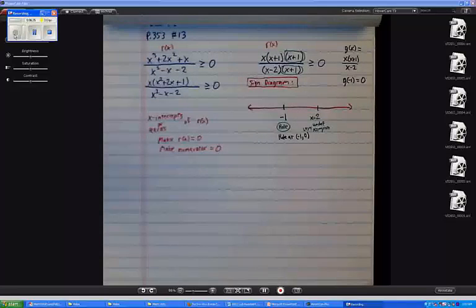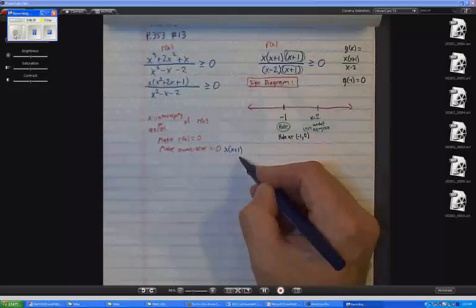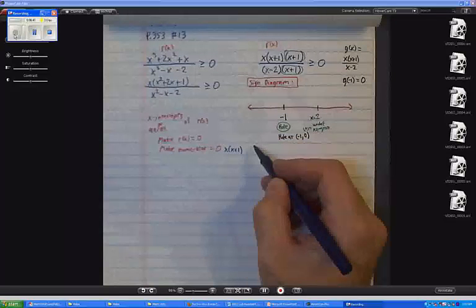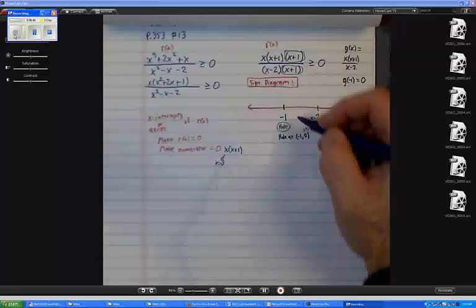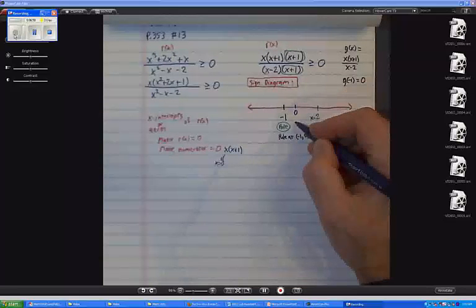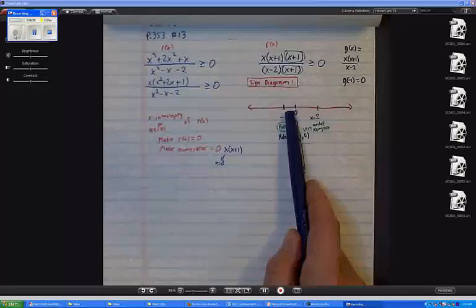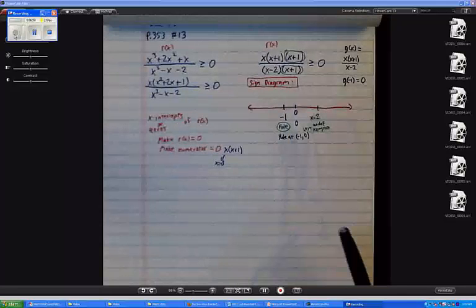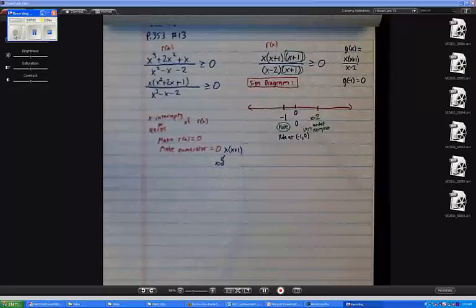Well, I can look, right? The numerator is x times x plus 1. Maybe times another x plus 1. So x equals 0 is an important point, because if I plug in 0, what's the output? 0. And that's important because maybe it'll change from positive to negative or from negative to positive in between. So I would say those are the important points on the sign diagram.